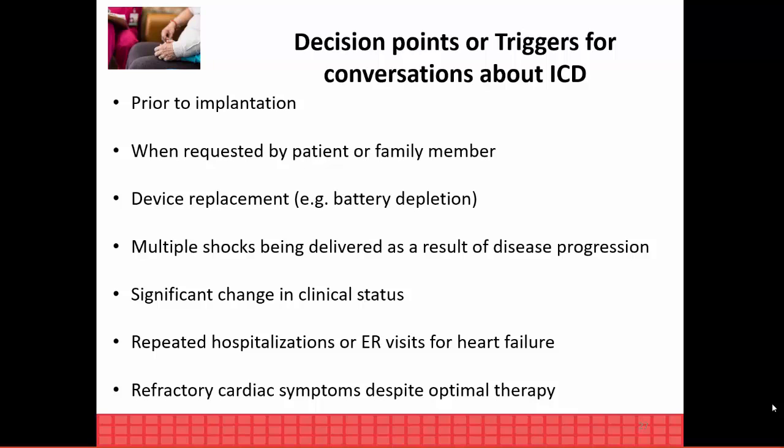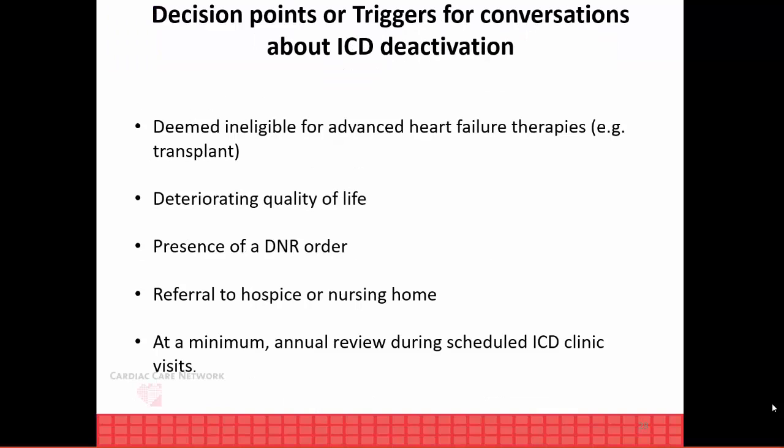Additionally, if a patient is deemed ineligible for advanced therapies such as transplant, they no longer have the quality of life that's desired. They have a presence of a DNR order. We see that a lot still, that patients do not want to be resuscitated. However, their shock therapies are still active. And then if they're referred to hospice or nursing home, it should be reviewed at that time, and minimally at least annually when they come in for their ICD clinic visit.